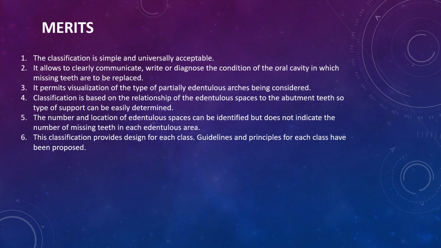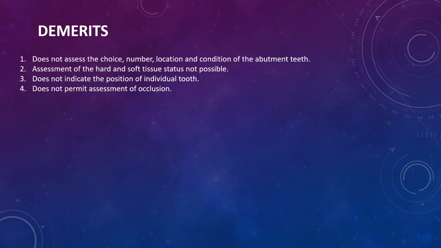The classification provides a design for each class. The guidelines and principles for each class have been proposed. So we have discussed the merits of Kennedy's classification. Now let's see the demerits of Kennedy's classification. They are: it does not assess the choice, number, location, and condition of the abutment teeth. Assessment of the hard and soft tissue status is not possible. It does not indicate the position of individual teeth. It does not permit assessment of occlusion.